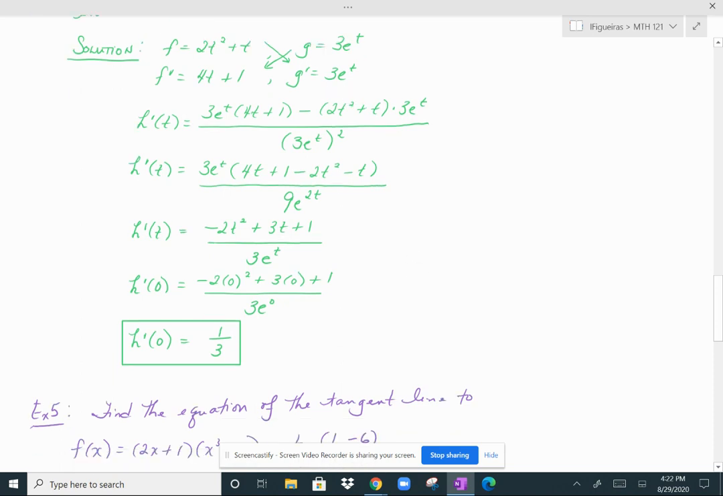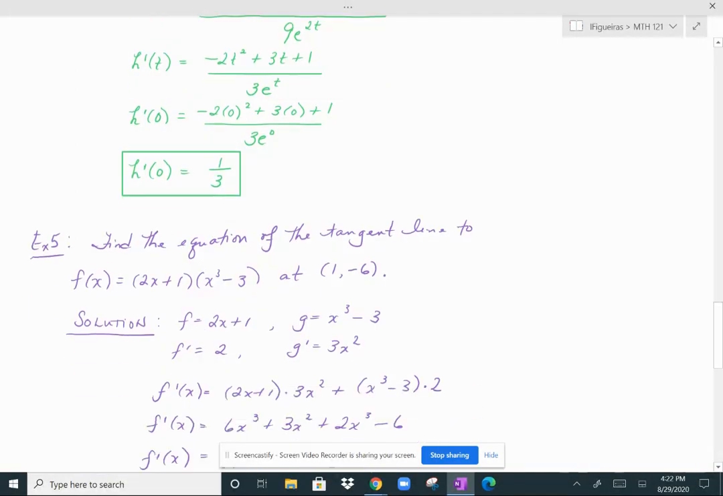Okay. So here we want to find the equation of the tangent line to f of x equals (2x plus 1) times (x cubed minus 3) at the point (1, negative 6). So in order to find the equation of a line, we need two pieces of information. We need a slope and a point. Well, the point is given, so that part is easy. But we need to compute the slope, and remember the slope is the derivative.